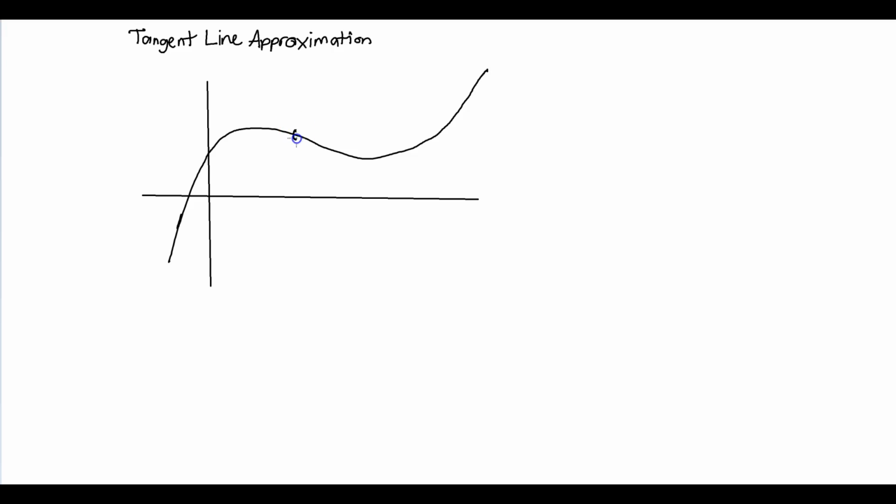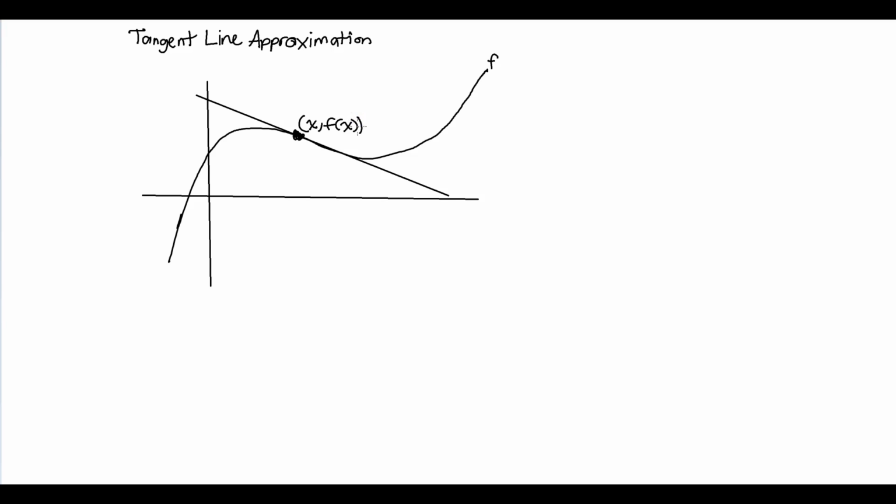Okay, so let's say you were drawing the tangent line at a point. This is our tangent line. So our function is f, and this is our point. Let's make this our point. This is x, comma, f of x.